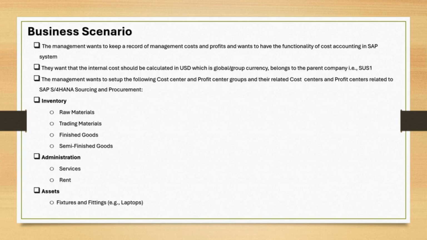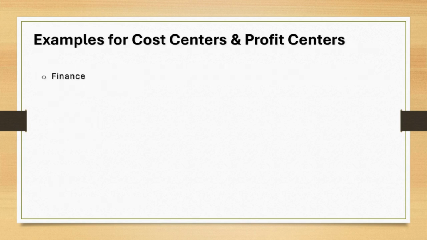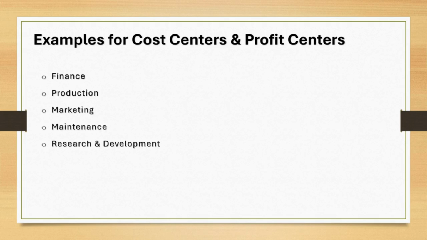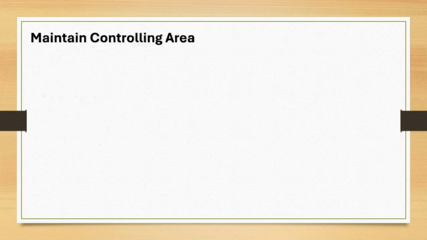Next, other examples for cost centers and profit centers are finance, production, marketing, maintenance, and research and development, which you will normally see in a live business scenario. Now, the first step in configuring the controlling module is to maintain the controlling area.